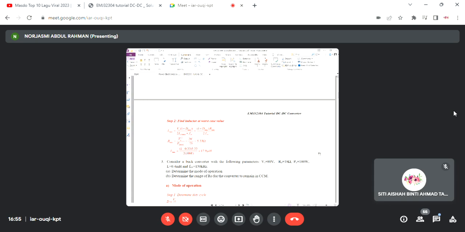Because when I see the answer, it means that R is maximum, because we're using the smallest P. Yes, supposedly we should use P maximum. So what it means here is that it uses P minimum. Okay, later I will look at this solution again, because I took this solution from last semester. So I will check again, okay?